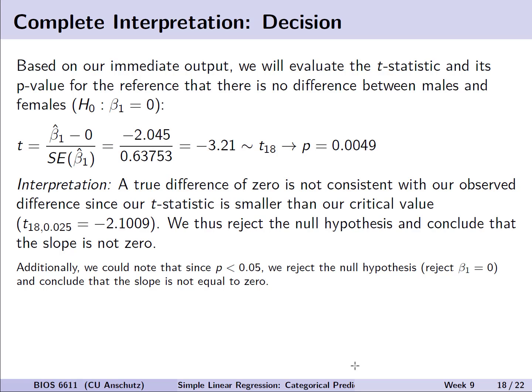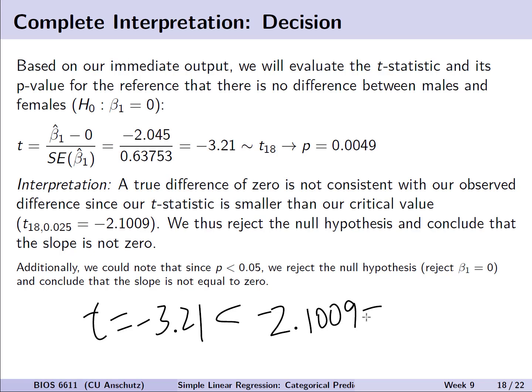Additionally, instead of trying to compare the fact that t equals negative 3.21 is less than negative 2.1009 of our critical value for our t-distribution, we could just note that the p-value is less than 0.05, and therefore we reject the null hypothesis and conclude the slope is not equal to 0.